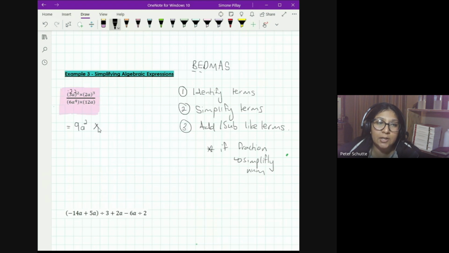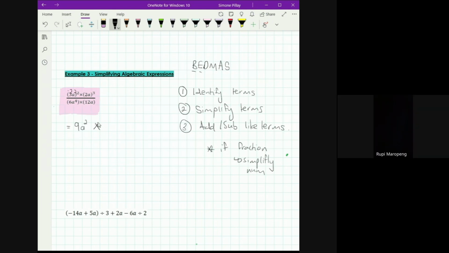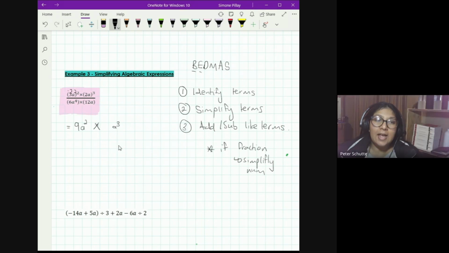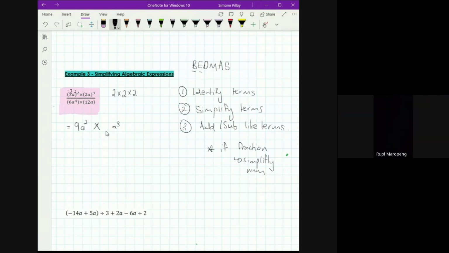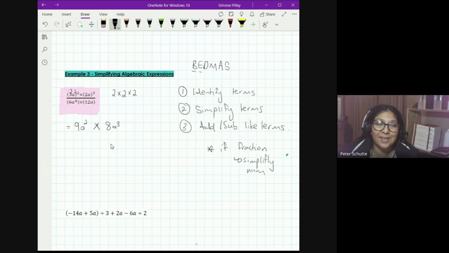Then we have multiplication, and let's get rid of our other bracket and exponents. What is 2a cubed going to give us? 8a to the power 3. And remember, 2 cubed is 2 times 2 times 2. What's 2 times 2 times 2, Rory-san? 8. There you go.